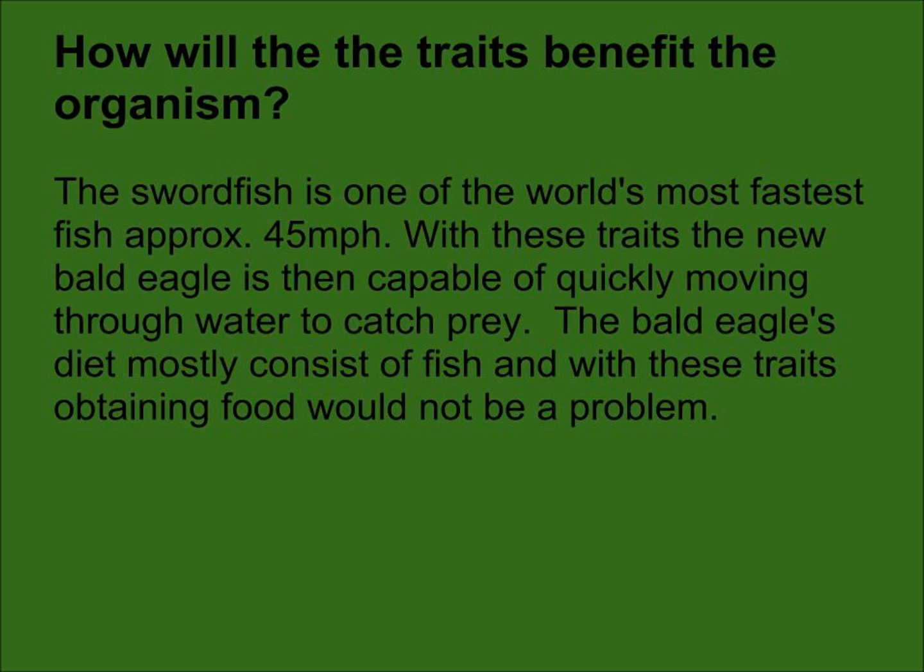How will the traits benefit the organism? The swordfish is one of the world's fastest fish that can approximately travel 45 miles per hour. With these traits, the new bald eagle is then capable of quickly moving through water to catch prey. The bald eagle's diet mostly consists of fish, and with these traits obtaining food would not be a problem at all.